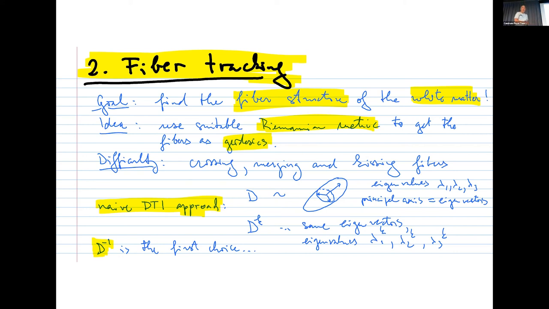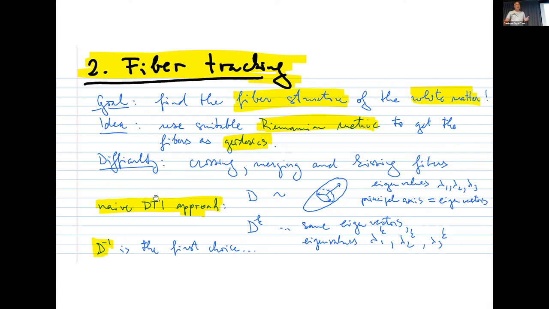So the idea here, there are different approaches, but the idea we followed is to use some suitable Riemannian metric so that we could hope that the geodesics of that metric would be a good approximation of the fibers, right? And of course, there is difficulty with merging and kissing fibers, so again you will definitely need higher order tensors, not only the second order ones.